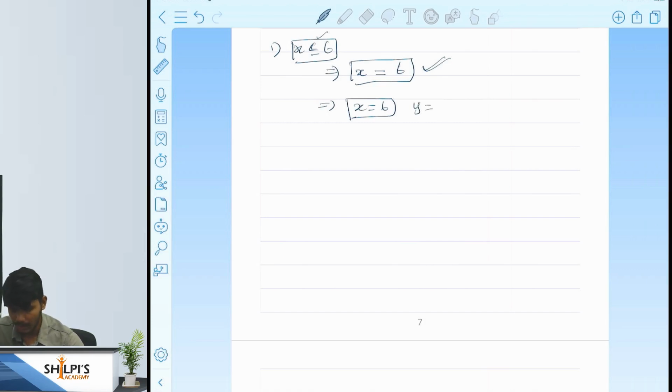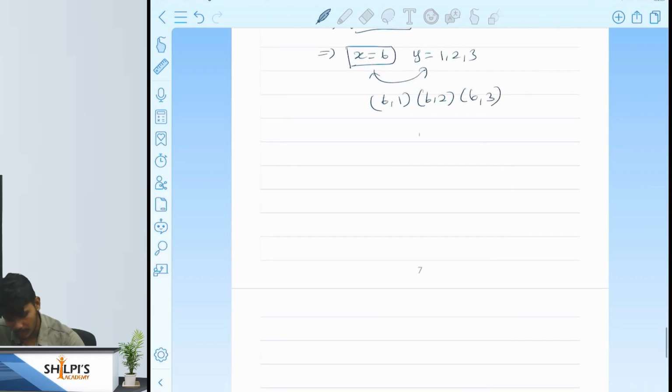For y, I will randomly take 2 to 3 numbers. For example, 1 2 3, or I can take 0 1 2, or I can take 1 comma minus 1. Anything you want you can take. So combining these two, I can write 6 comma 1, 6 comma 2 and 6 comma 3. So substitute these points in the graph.